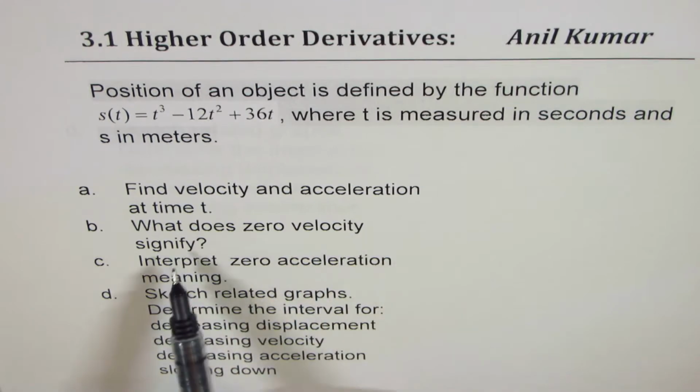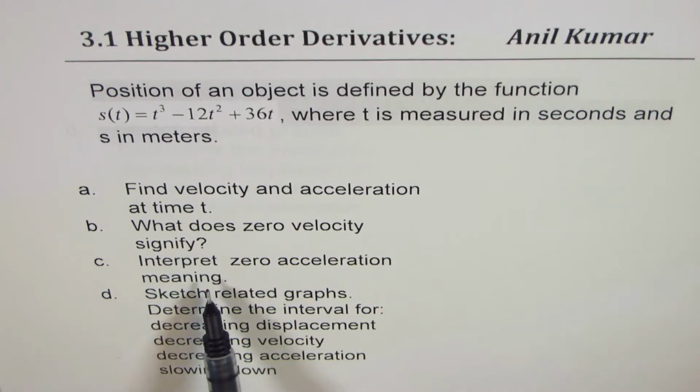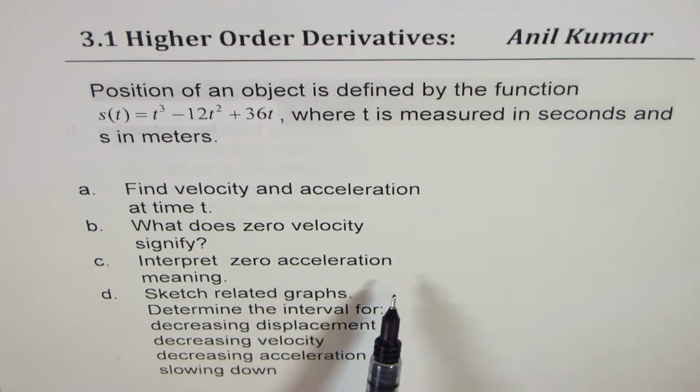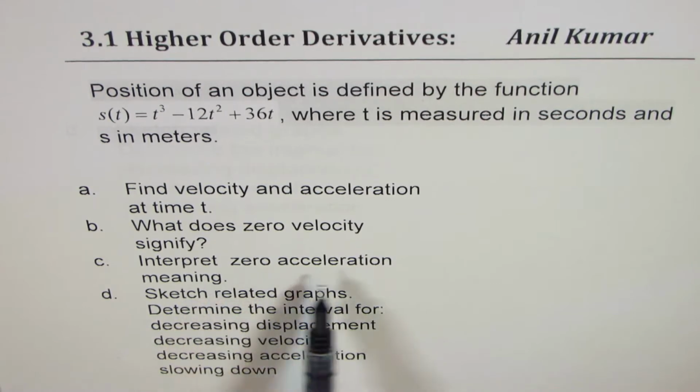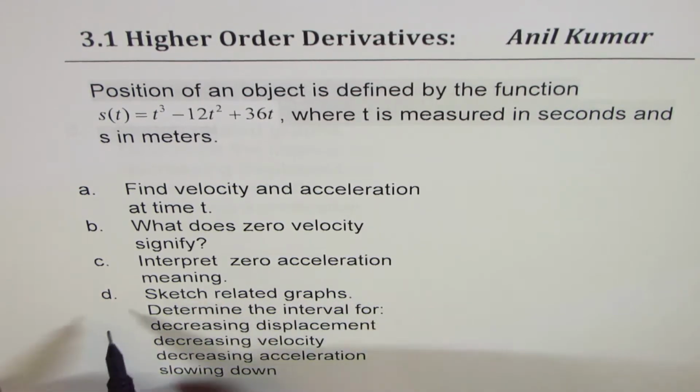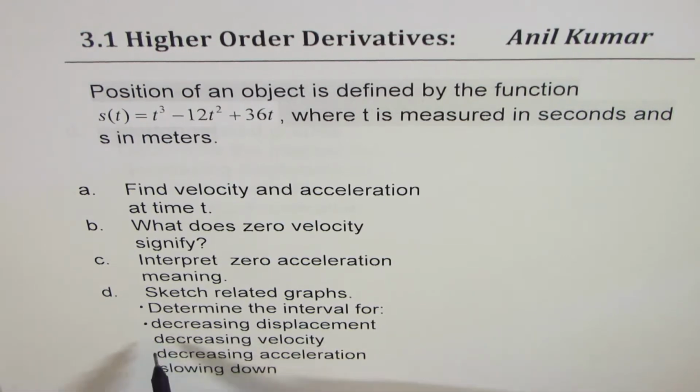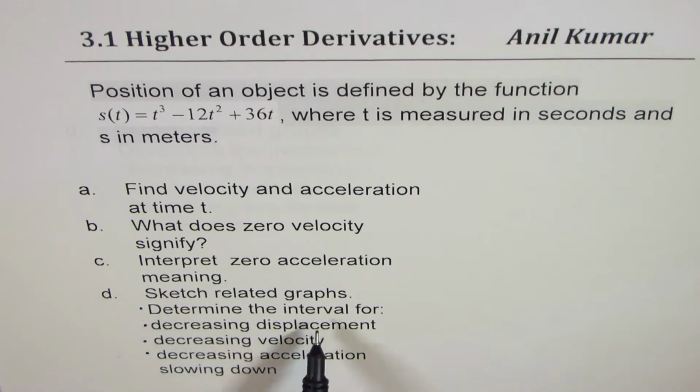What does zero velocity signify? Interpret zero acceleration, the meaning of zero acceleration, and sketch related graphs. After sketching, you need to find all these things, that is, determine the interval for decreasing displacement, decreasing velocity, decreasing acceleration, and slowing down. So that becomes a very important question from a test point of view.